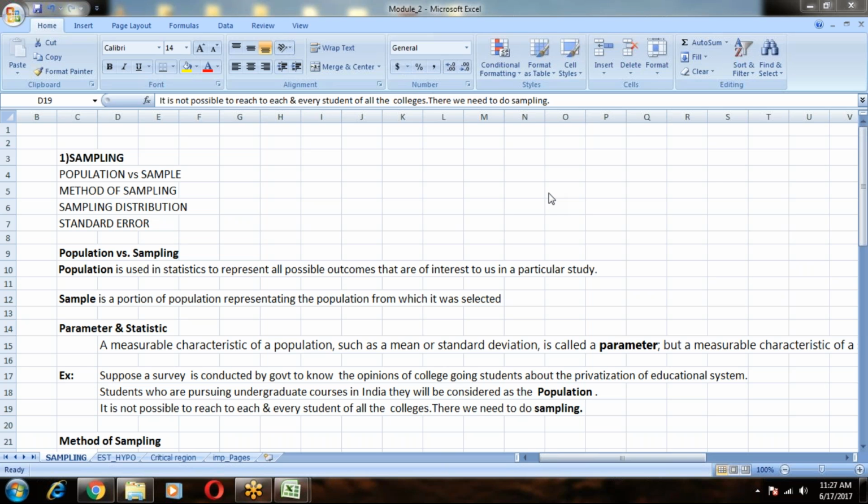Now for the population, if we have the average or the standard deviation, this type of measurement, we call it a parameter. And if we calculate the average, standard deviation, or kurtosis of our sample, we call it a statistic, not statistics. There is no S. Okay, statistic.